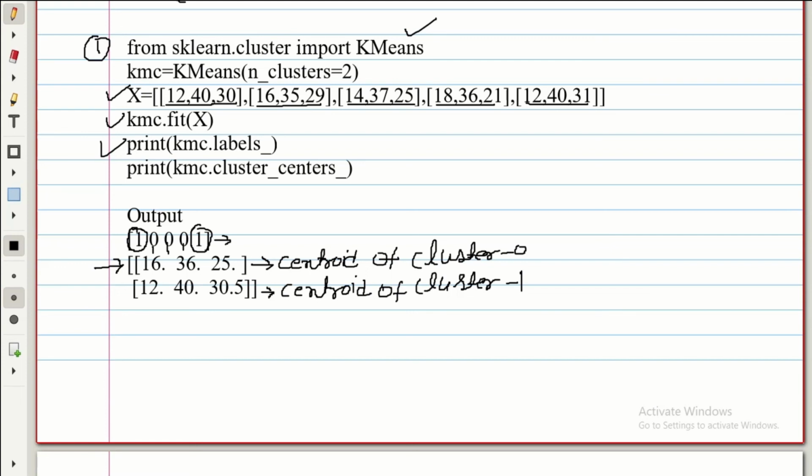So in this video you have learnt about the basic concept of numerical k-means clustering, and I have also shown you Python code.